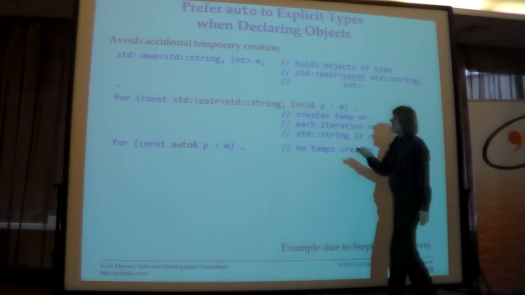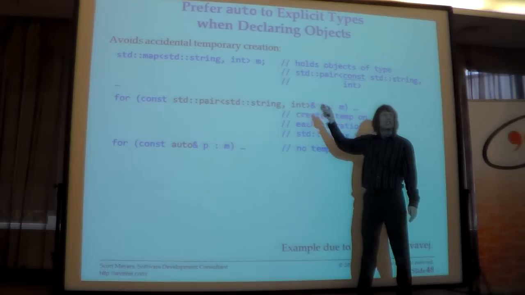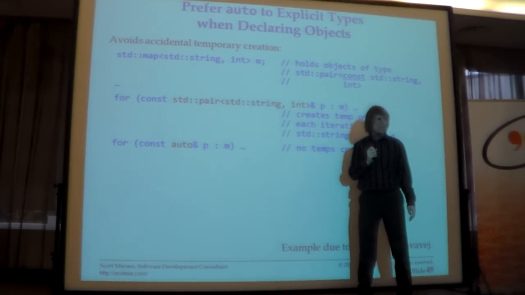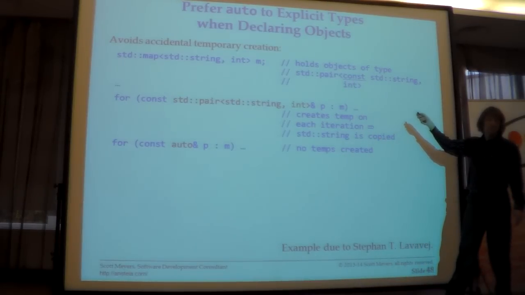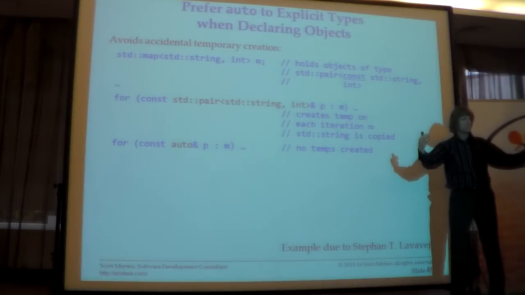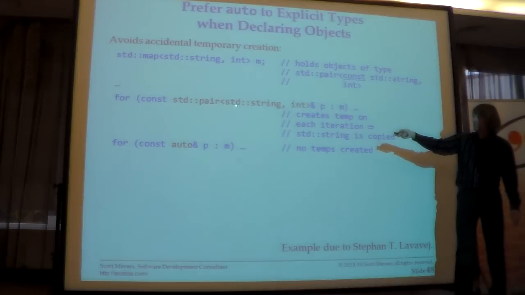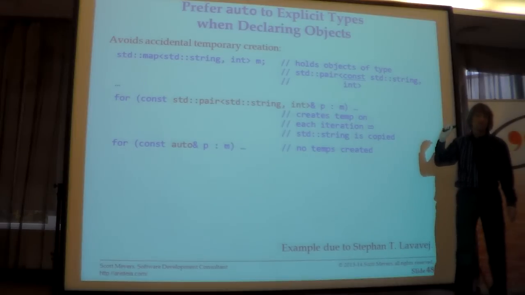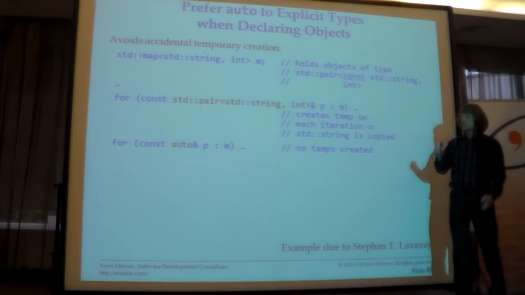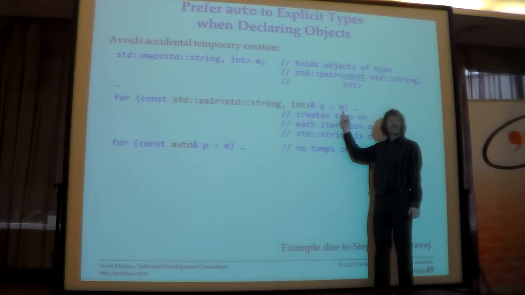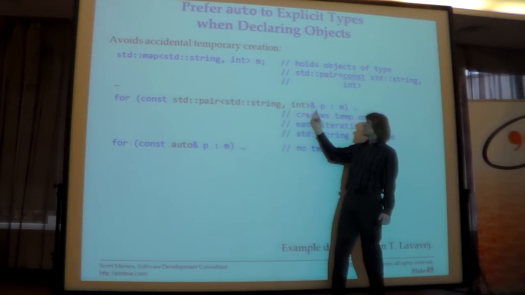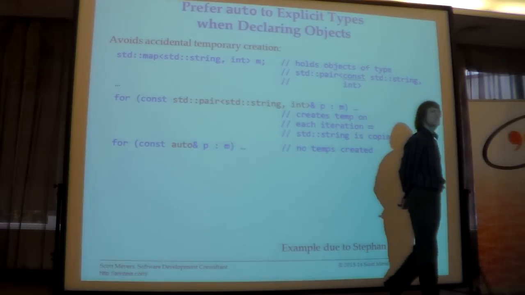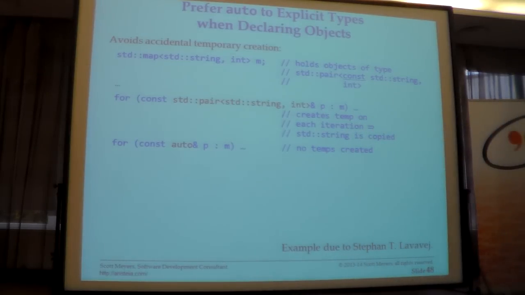The problem is that a map from string to int does in fact hold pair objects, but the pair objects are of type pair of const string, int. The key is const, which means this is the wrong type. Pair of string and int is not the same as pair of const string, int. So the compiler goes, okay, every pair in here is different from the pair over here. But because this is a reference to const, it is permitted to bind to temporaries.